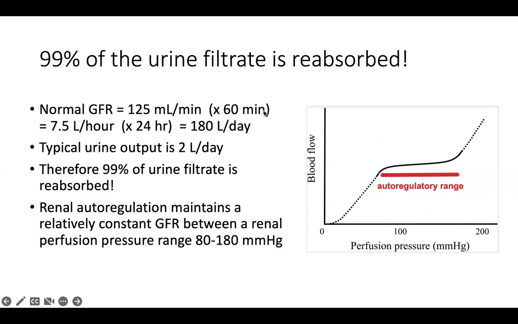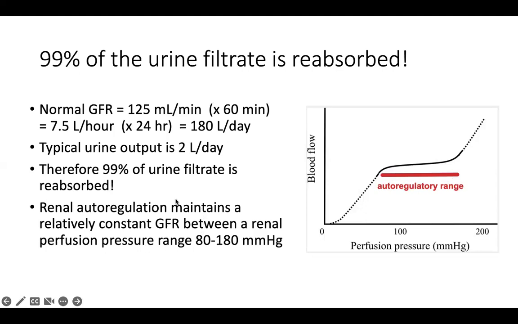If you multiply that by 60 minutes per hour, that's 7.5 liters per hour, multiplied by 24 hours in a day, you are filtering 180 liters per day in the kidneys. And typical urine output is 2 liters a day. So if you do simple math, 2 divided by 180, about 1% of this filtrate getting through the glomeruli is being excreted as urine. So 99% of the filtrate is reabsorbed.